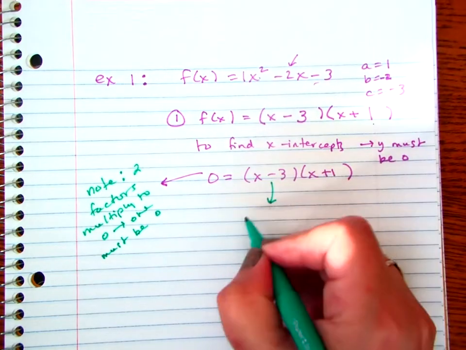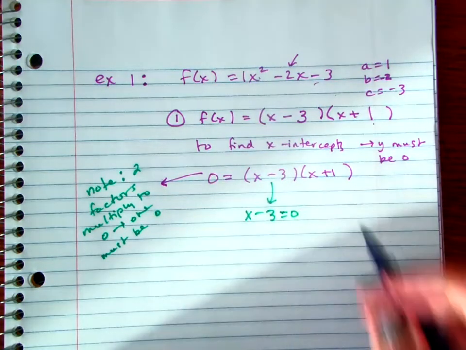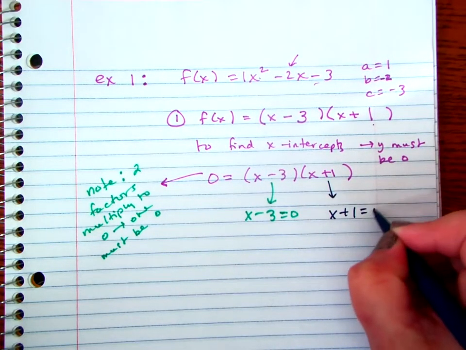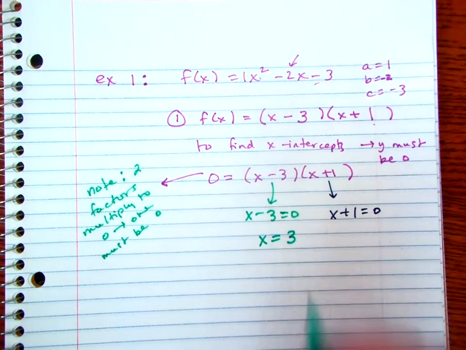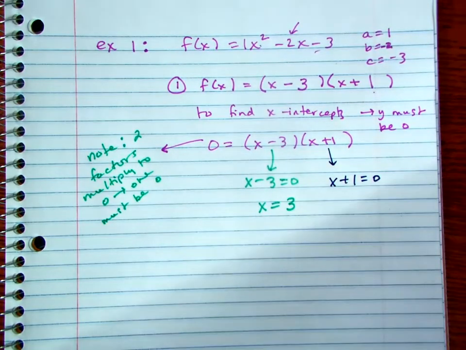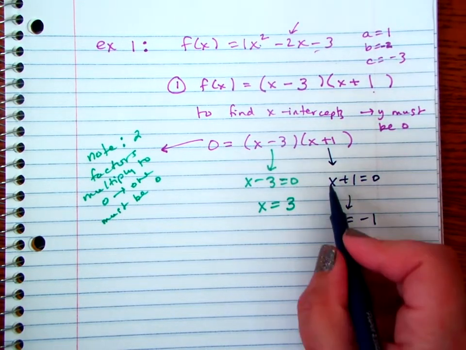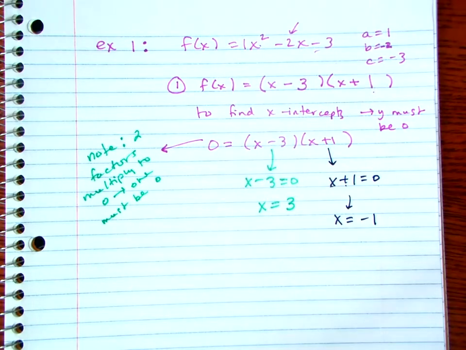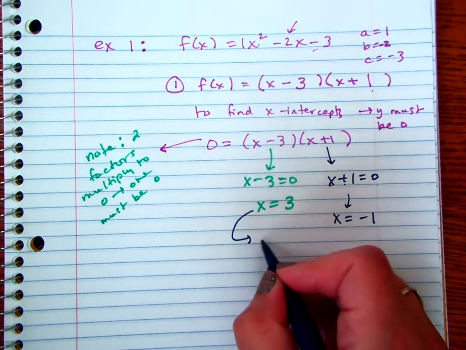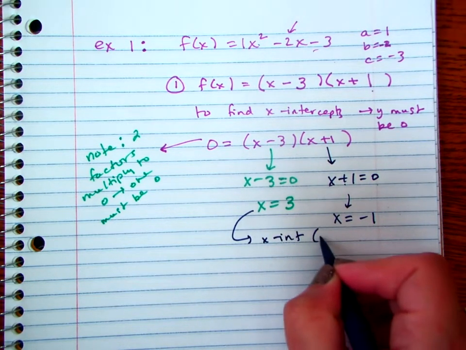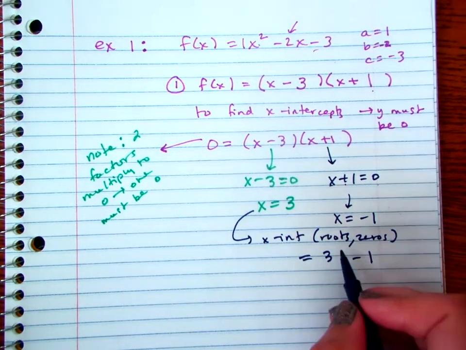Okay, so either you have x minus 3 is 0. There's two options here, there's going to be two solutions to this. Or you have x plus 1 is 0. Now for x minus 3 to be 0, x is just 3, because 3 minus 3 is 0. And for x plus 1 to be 0, x has to be negative 1, because negative 1 plus 1 is 0. So there's your two x-intercepts. So the roots, or the zeros, are 3 and negative 1.